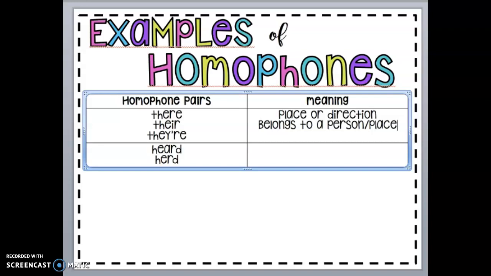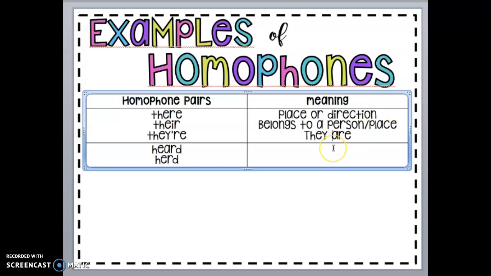Now there's also the other there, and it's T-H-E-Y apostrophe R-E. Now, that apostrophe, if you remember, replaces a letter. What is that there? What does that one mean? You're right. That one means they are. They are going to the store, or they're going to the store. That's telling you they are going to the store.